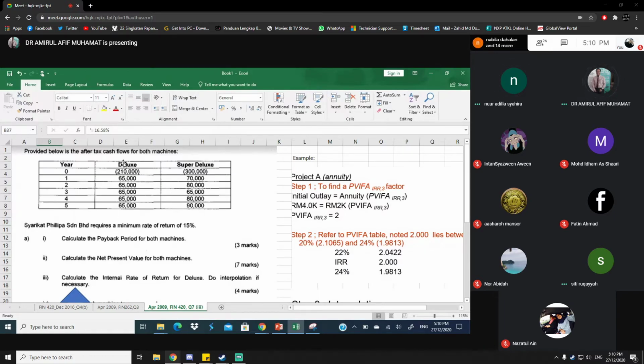Okay, you look here. Dia minta here for project deluxe. Deluxe is an annuity, sebab every year sama. Kalau you tengok sini 0 year, you jangan panic. 0 year here means the amount here is cost, bukanlah negative income. This is 0 year, this is the cost, the initial outlay. So you punya period from 1st until 5th.